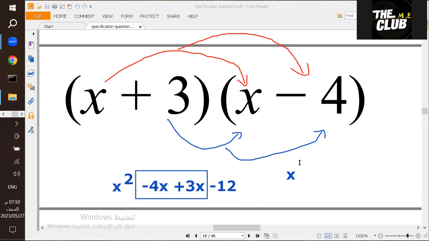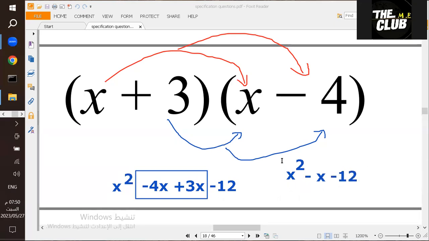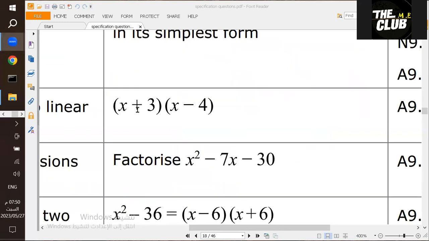Negative x, yes. So x squared, negative x, and then negative 1. Okay. You get the idea. So this one is the simplest form of this one. Okay. Now let's move on to the next one.